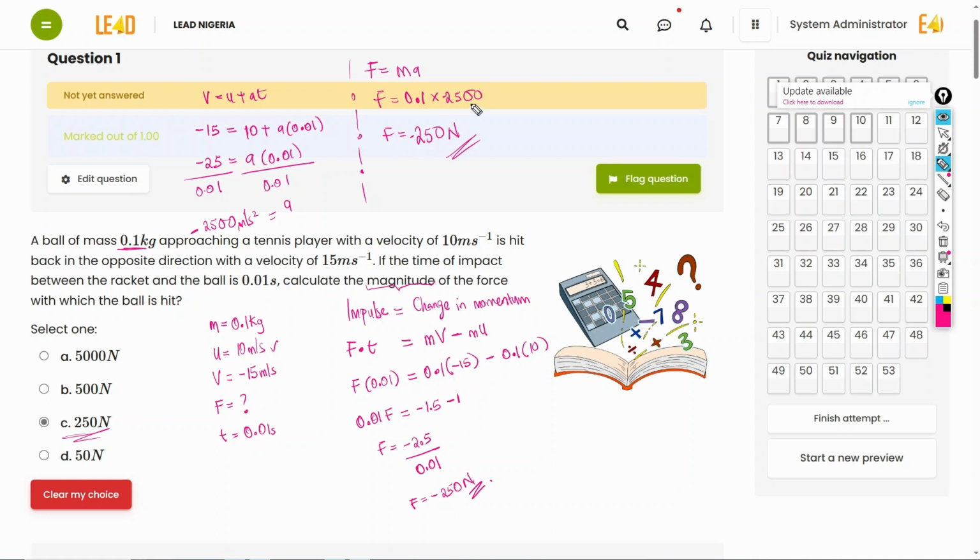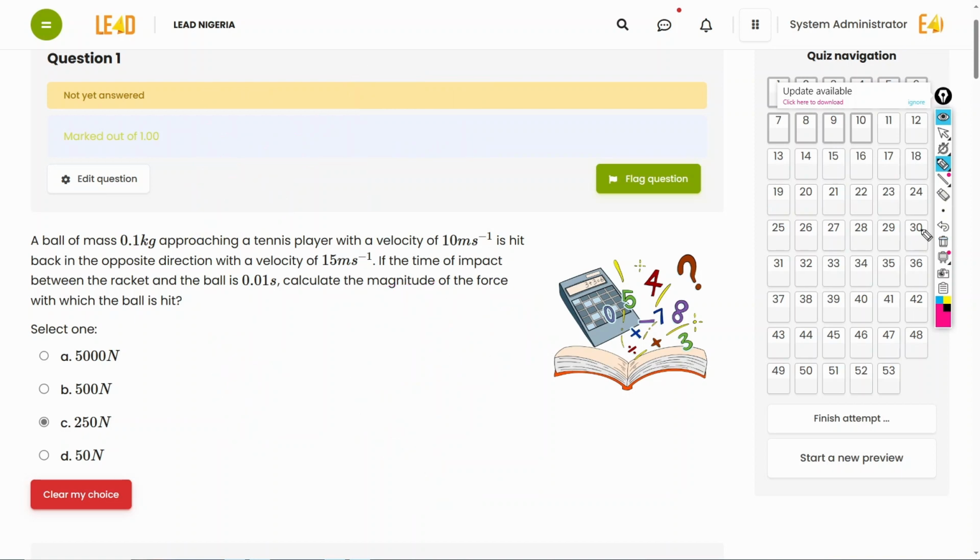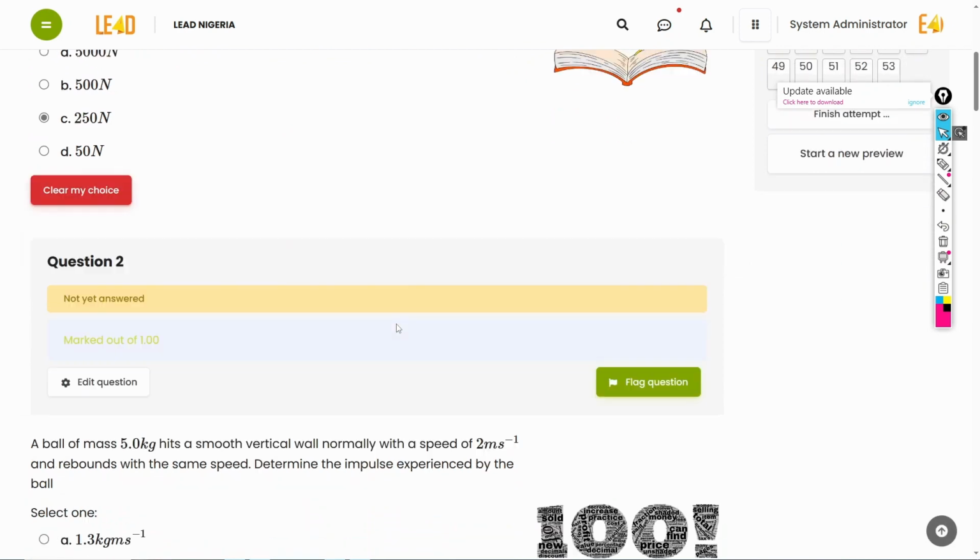So the idea is that you should know as many of the relationships as you can, because sometimes you could have a question, and even though you don't know the exact formula you're supposed to use, you might be able to find your way around it. So the more formulas you know, the better for you in physics.